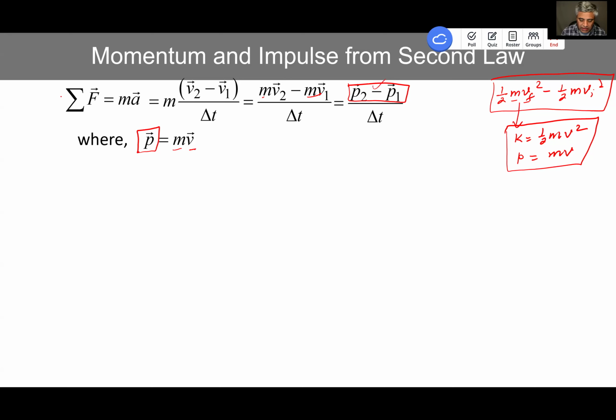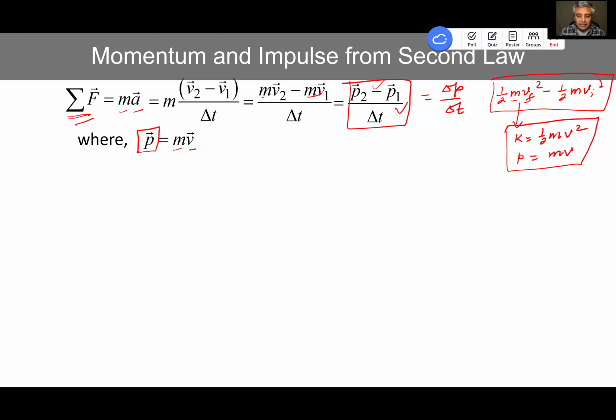And you can see the momentum basically came from Newton's second law. When Newton wrote the second law, Newton did not write it like this. Rather, he wrote something like this. Here we are saying net force is mass times acceleration. But in terms of momentum, the same thing becomes: net force is equal to the rate of change of momentum, because this is change in momentum over time. Whenever something is changing over time, we say rate of change. That's why it is the rate of change of momentum. That's how Newton wrote the second law.